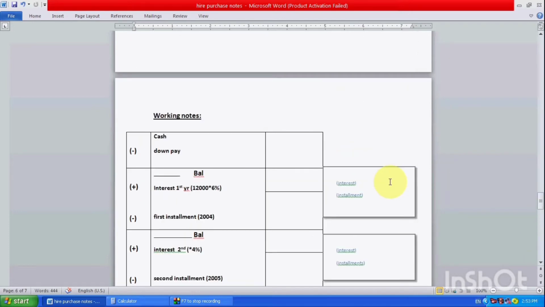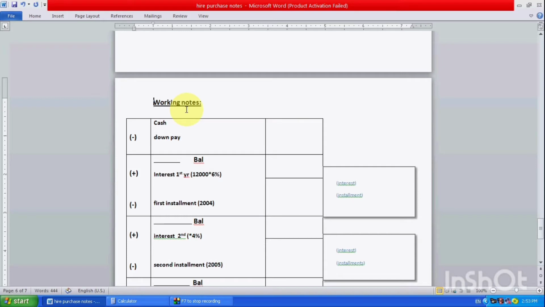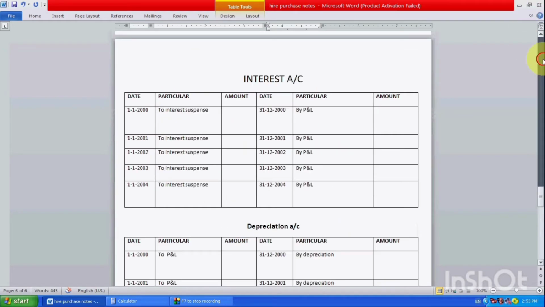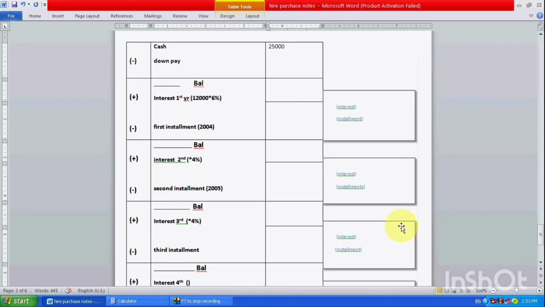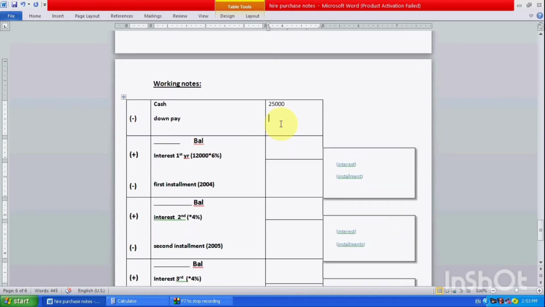Let's go for the working note first. Here in the working notes, cash price is 25,000. We don't have any down payment, so down payment is nil. See, in the question there is no down payment, just 25,000 cash price and 3,300 installments. There's no information about the down payment, so it is nil. Now the balance is still 25,000.